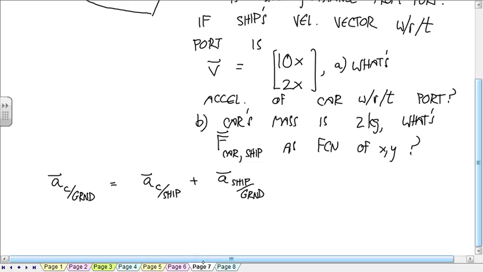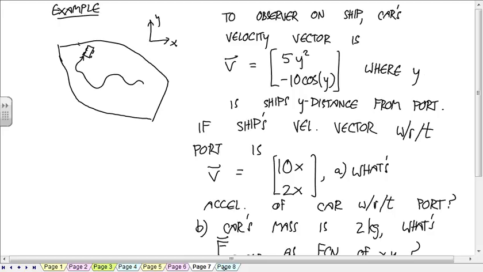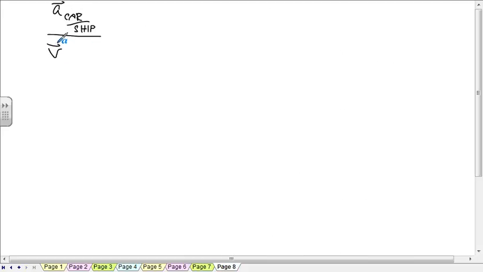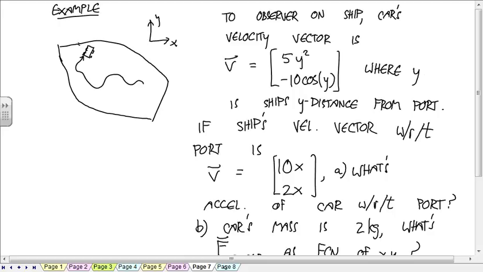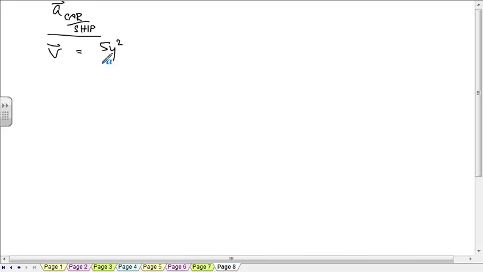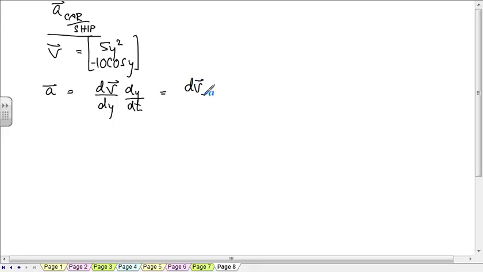We're given the velocity vector in terms of y. So v is equal to 5y squared, negative, was that cosine of y? Okay, and so the acceleration is dv/dy times dy/dt, and that's dv/dy times the y component of the velocity.